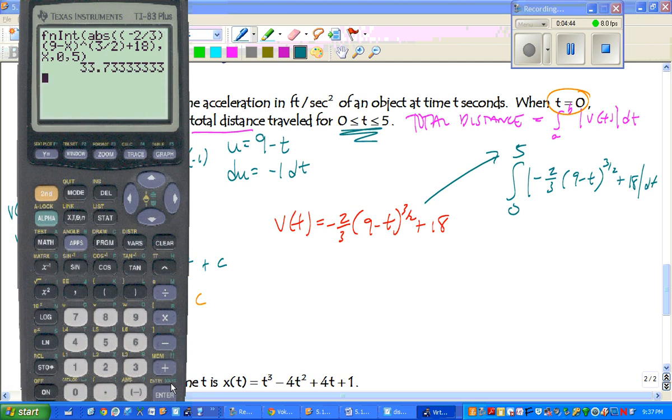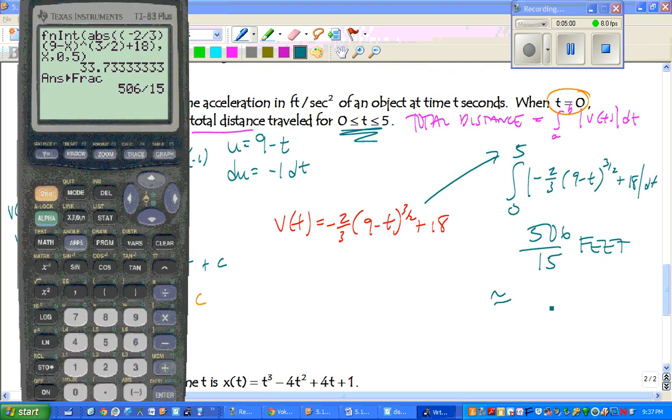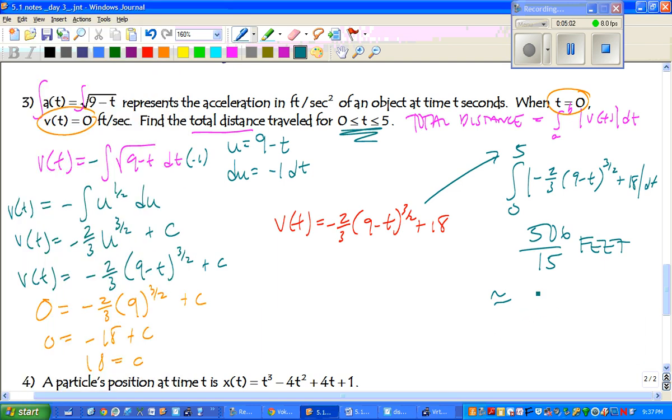So we get 33.73 repeating, and this one we can actually convert to a fraction. We get 506 over 15. And that's measured in feet. So this one we can give it an approximate. So 33.733.